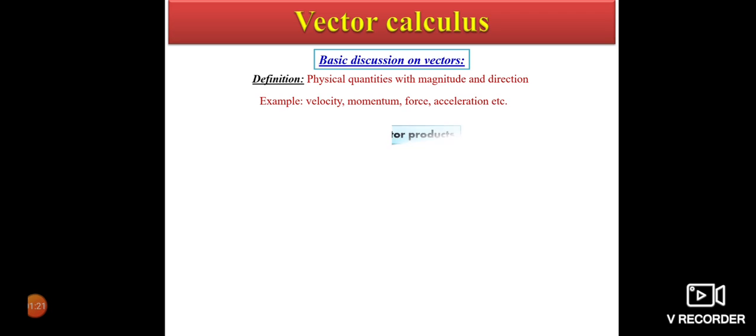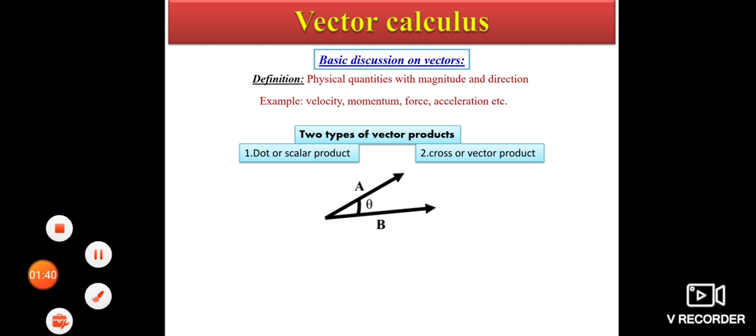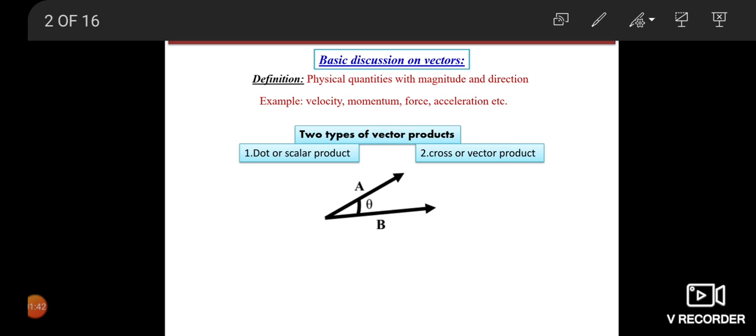We also know that there are two types of vector multiplications or vector products. One is the dot or scalar product and the other one is the cross or vector product. First take the dot or scalar product. Let A and B be two vectors and theta be the angle between them.